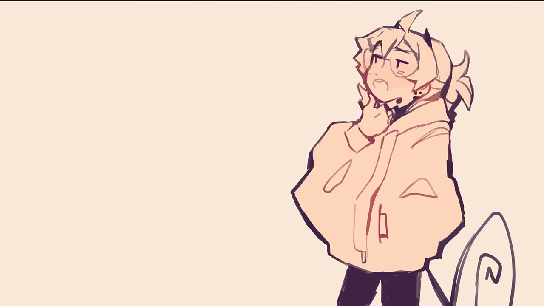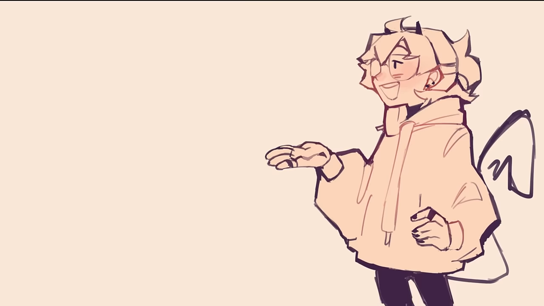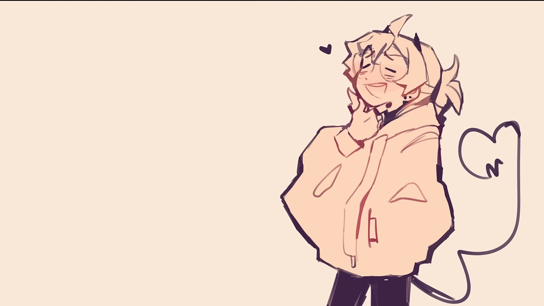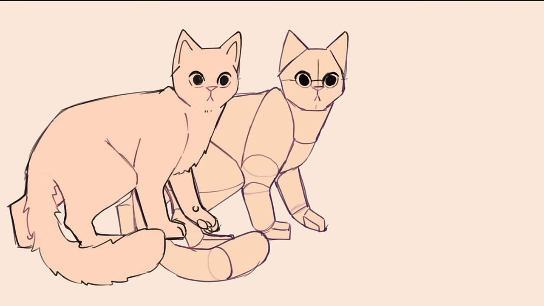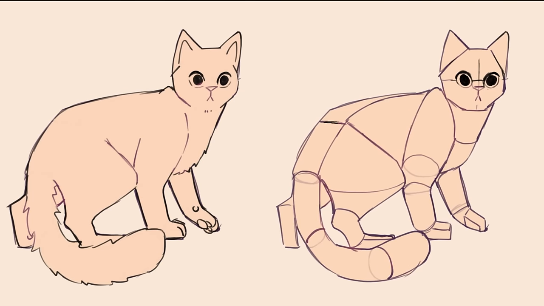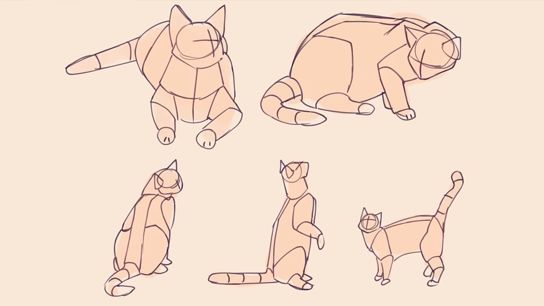Knowing geometric forms from different angles and perspectives will help you understand and draw organic shapes a lot better. So for example, this is a cat. This cat can be broken down into basic geometric forms, thus making them a lot easier to draw from different angles and different perspectives.